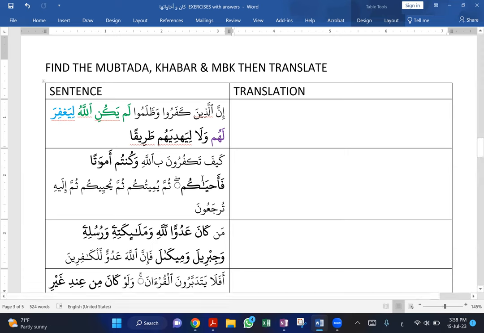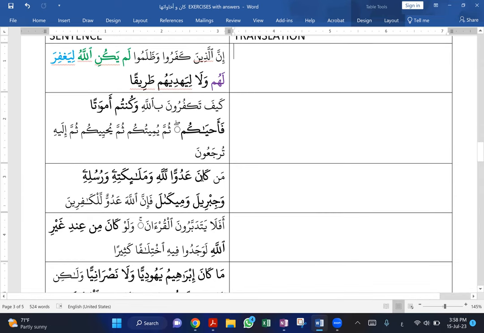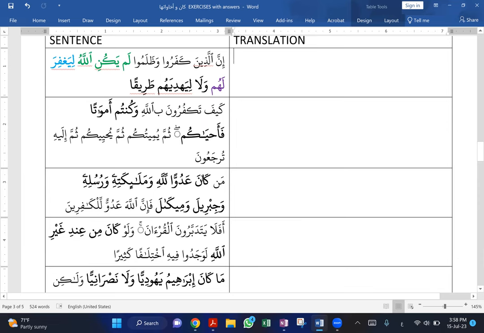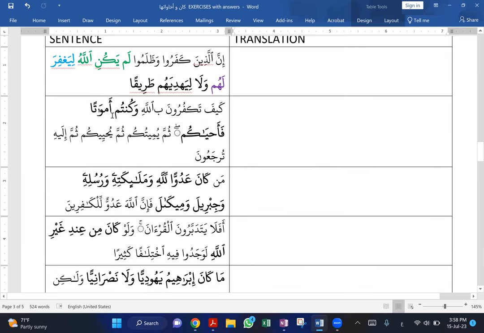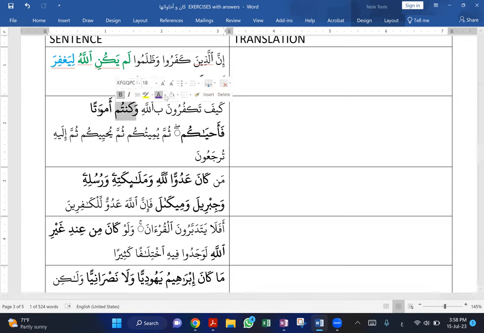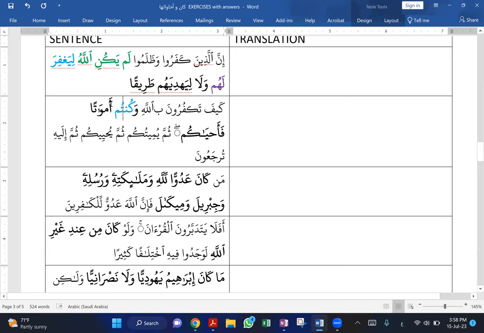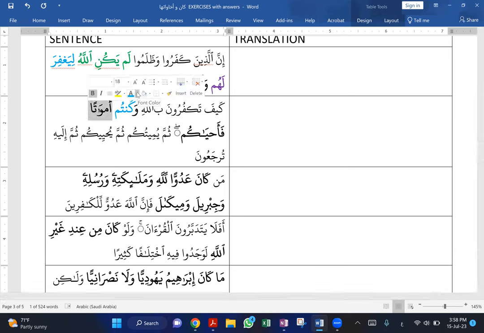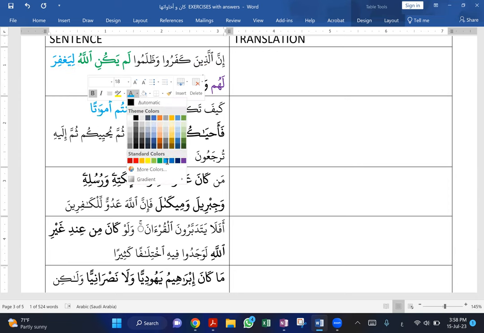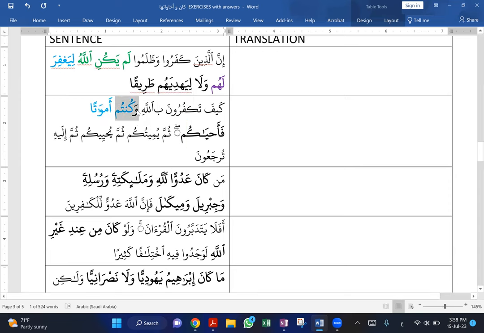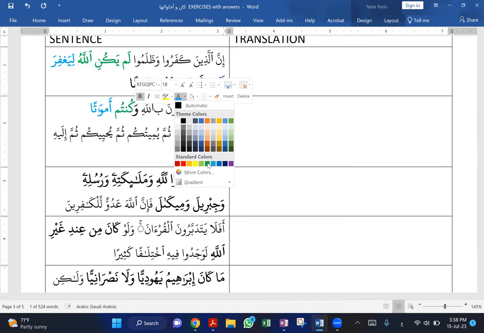Okay, good. So we can go to the next one. We'll skip the first part. We're just going to focus on the kana part. وَكُنْتُمْ أَمْوَاتًا فَأَحْيَاكُمْ. What is the مُبْتَدَى? What is the خَبَر? مُبْتَدَى is كُنْتُمْ, أَمْوَاتًا is خَبَر. Yes. وَكُنْتُمْ is the مُبْتَدَى, and the اسم of كَانَ here is أَنْتُمْ. It's an inside pronoun. أَمْوَاتًا is the خَبَر. Oh, I did that the wrong way. So كُنْتُمْ, this needs to be green.